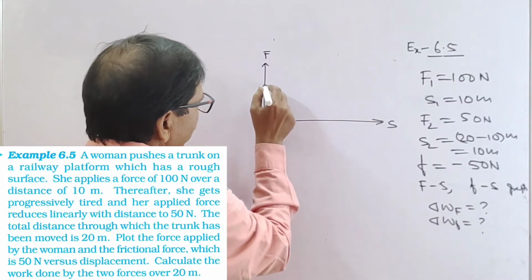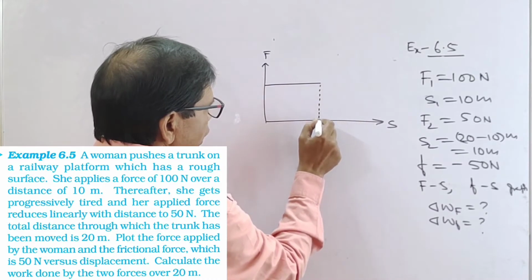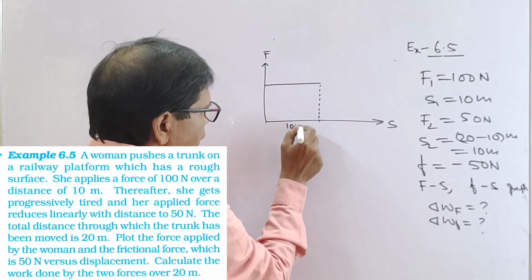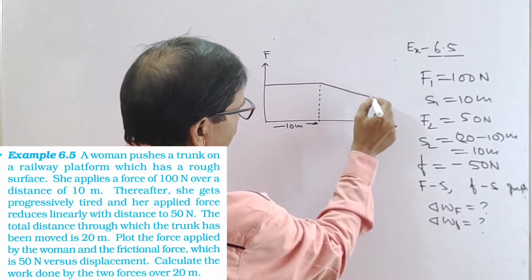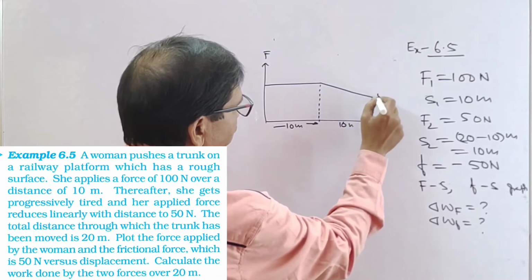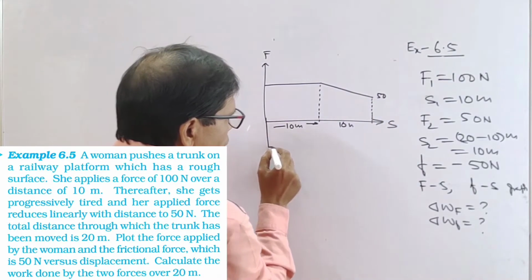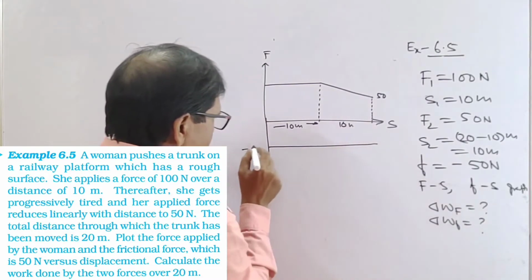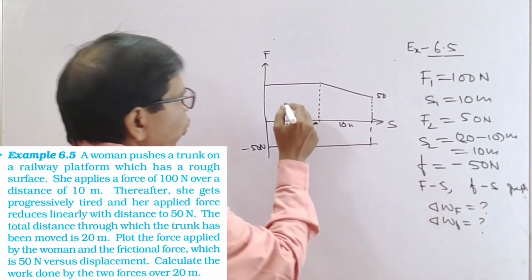Look at this, here a force of 100 Newton is acting along this direction and displaces the object 10 meters. Then the force decreases uniformly and displaces it another 10 meters, where it becomes 50 Newton. The force of friction throughout the path is minus 50 Newton. Now we have to calculate the work done.